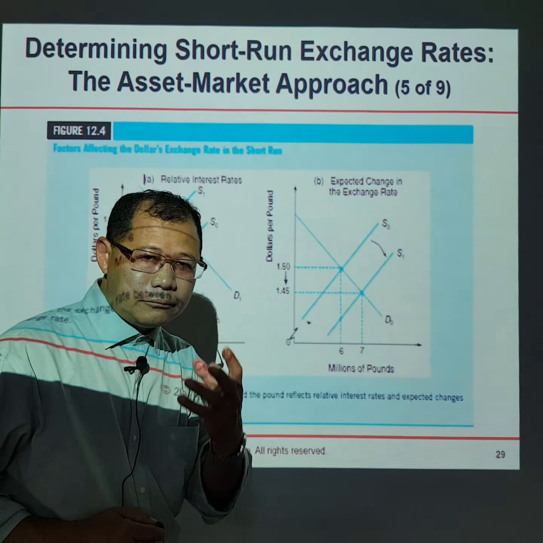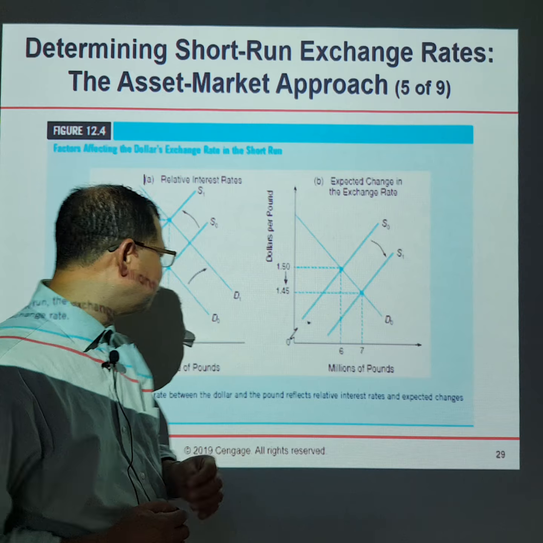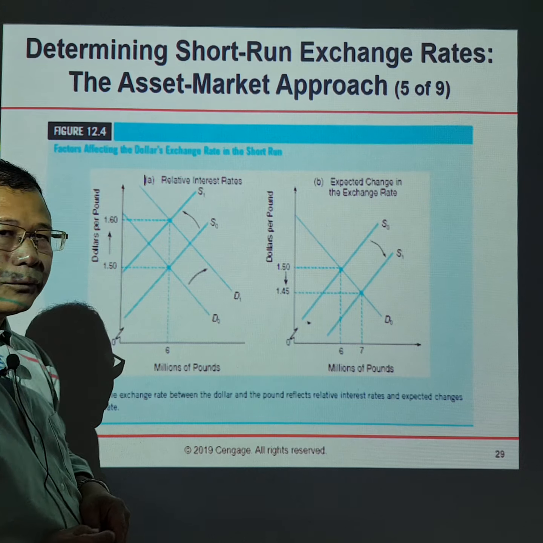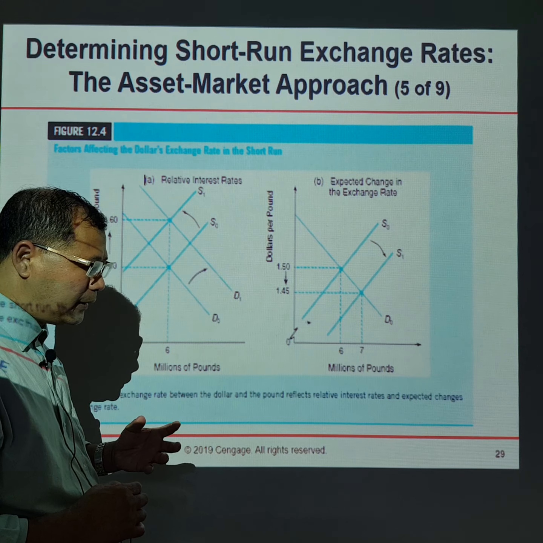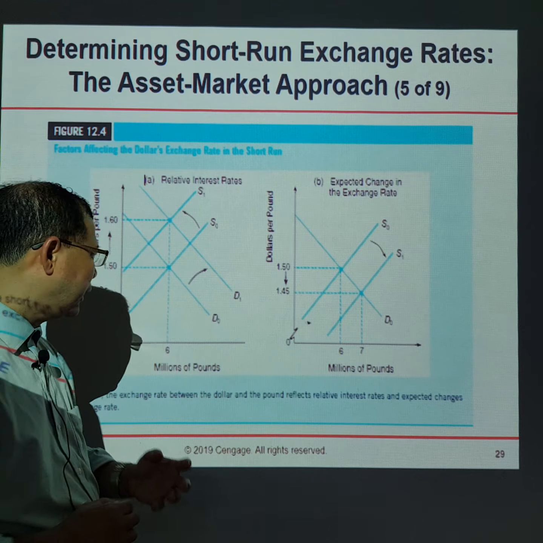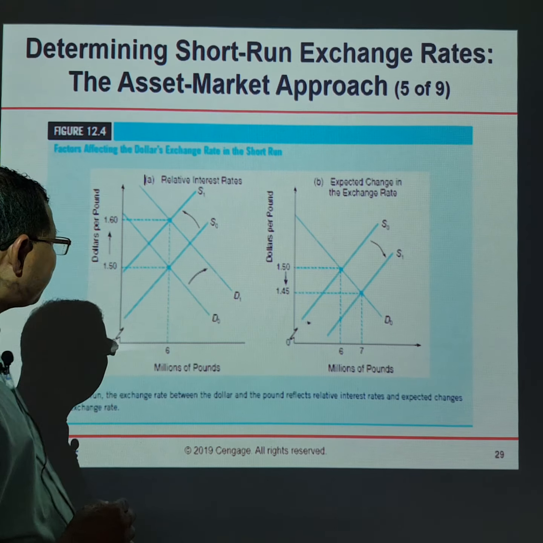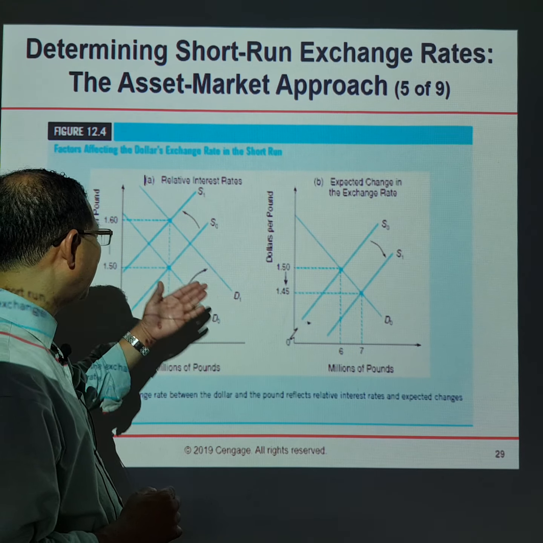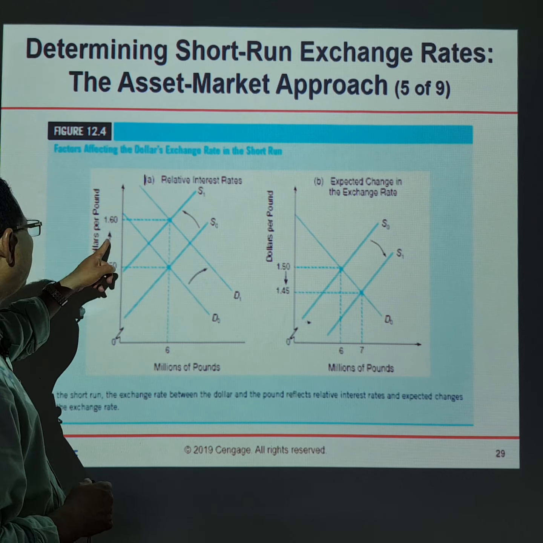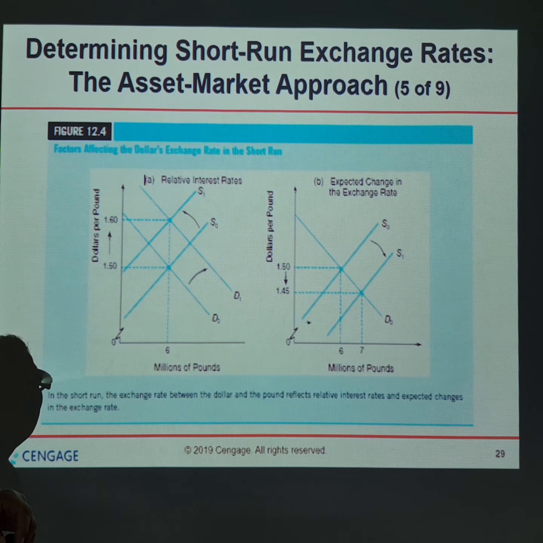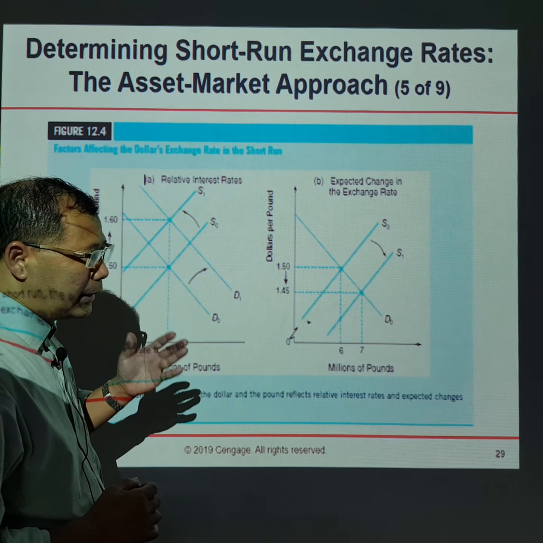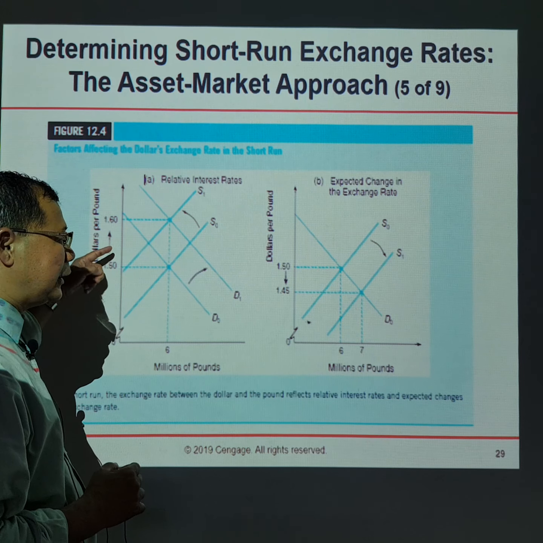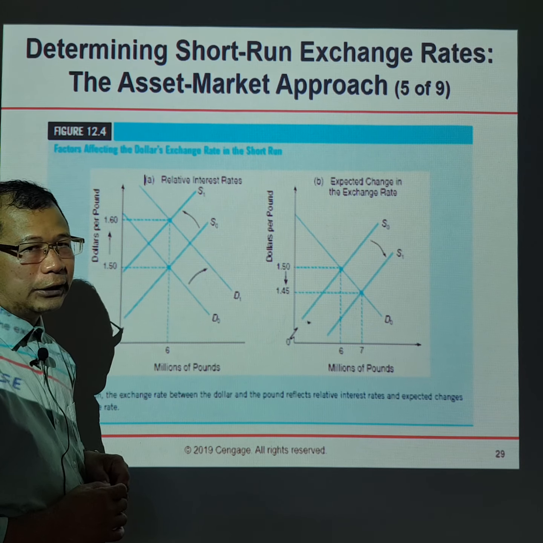Now, the interest rate is higher in the UK. So there's going to be more demand for the pound, because American investors will be going to the UK to invest. They will demand more of the pound. At the same time, there's going to be less supply of the pound in the US. As a result, there's going to be depreciation of the dollar. So let me repeat. If there is a higher interest rate in the UK, we're going to see depreciation of the dollar vis-a-vis the pound.